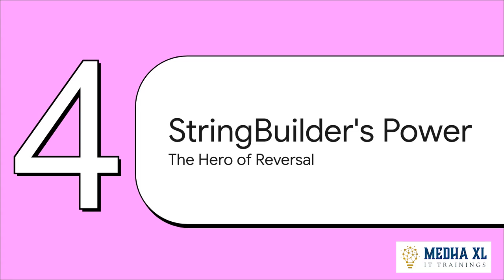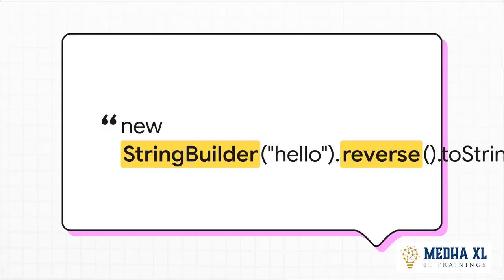Well, it's time to introduce the real hero of our story, the StringBuilder class. This tool was literally designed to solve this exact problem of string immutability. Just look at that. That's it. That one line does everything we just did in our 4-step dance. It's beautiful, right? We create a new StringBuilder object, which, unlike a string, is mutable, meaning it's meant to be changed. Then we just call its built-in reverse method, and finally convert it back into a regular string with toString. So clean, so clear, and so powerful.